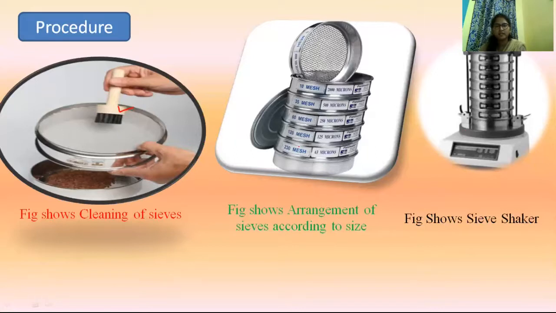Arrange the sieves according to size with the pan at the bottom and sizes increasing from bottom to top: 63 microns, 125, 250 and 500. Put the sample on the top of the sieve, and place it in the mechanical sieve shaker.